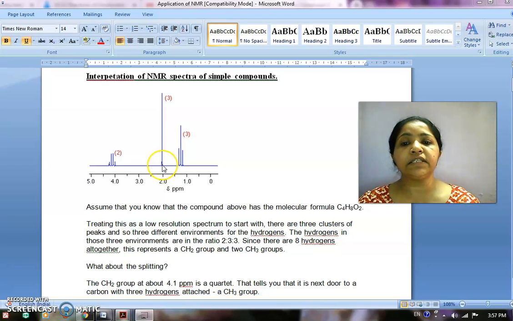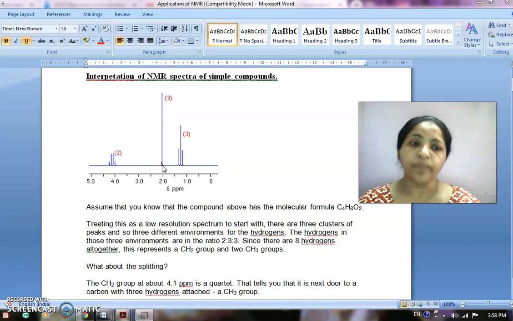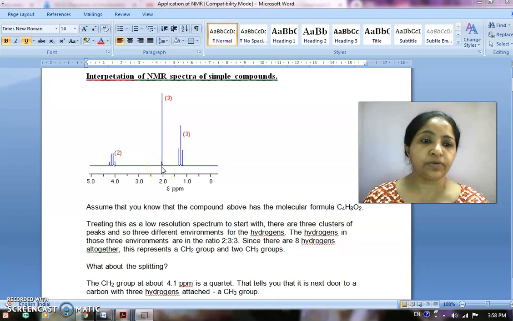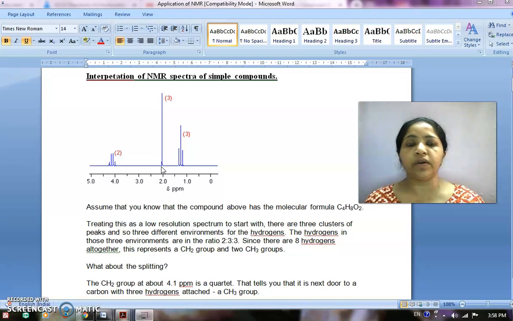Rather, if this CH3 is bonded to the carbon and that carbon is bonded to C double bond O and C single bond O, then it will match, because its delta value is quite less. So we cannot think that it is bonded to an electronegative oxygen and hence getting deshielded. Rather, this CH2 has a high delta value, so we can think that it is bonded to oxygen.